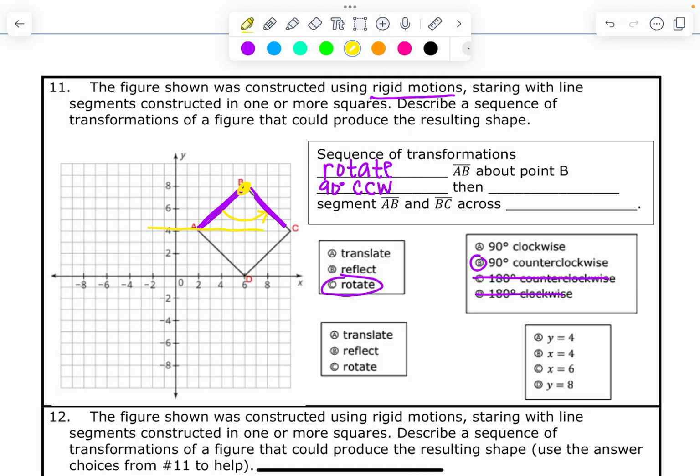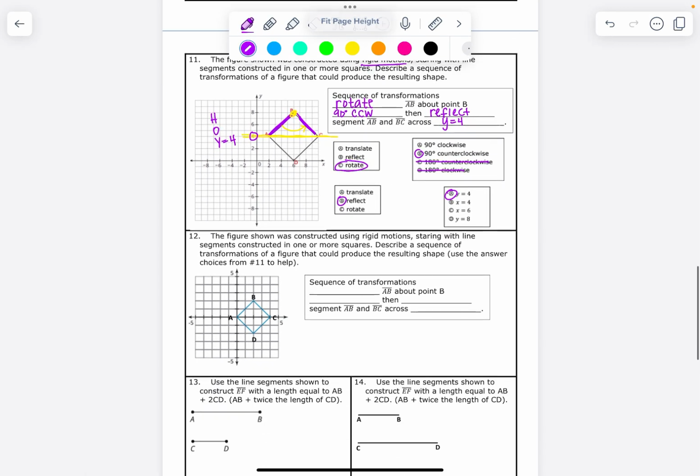And we could reflect across this line. So that would be reflect. Okay, and we're reflecting across that yellow line. The equation of the yellow line, let's see, it's horizontal, so that means it's going to be y equals, and that's the 4, so y equals 4. All right, so use that to help you try number 12.